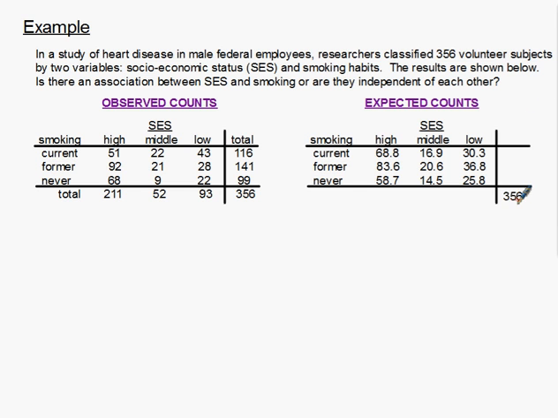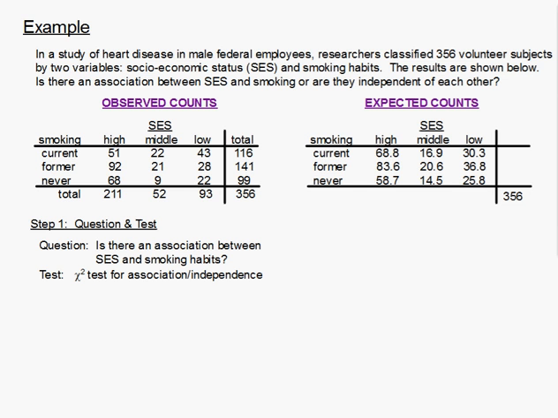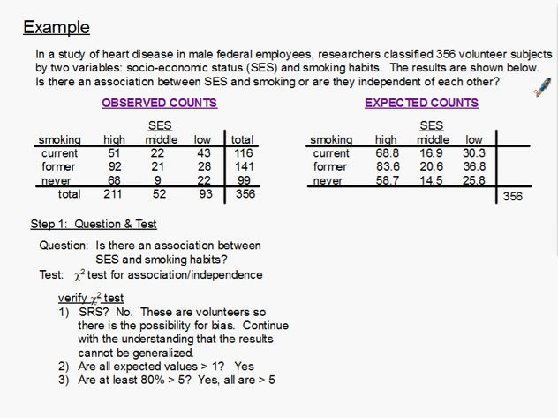And of course, our counts should add up to 356. Now let's start the process. Step 1: is there an association between socioeconomic status and smoking habits? We're going to use the chi-squared test for association independence. Verify the chi-squared test.